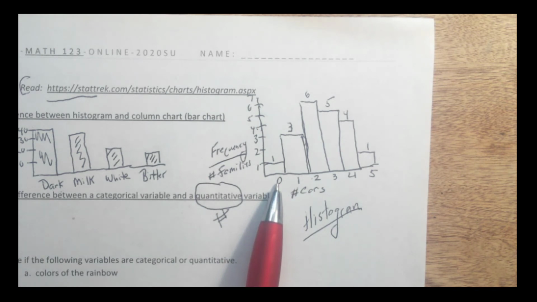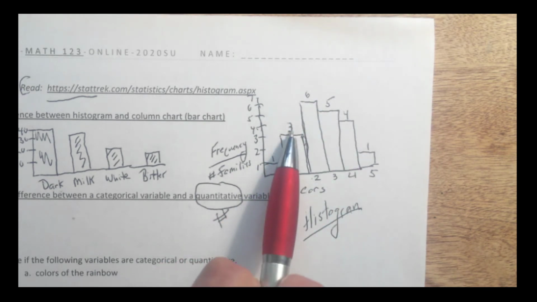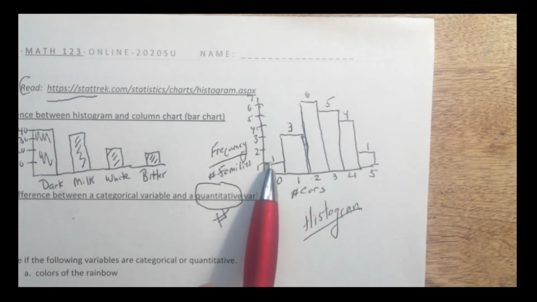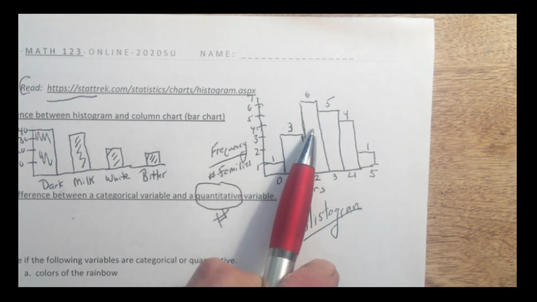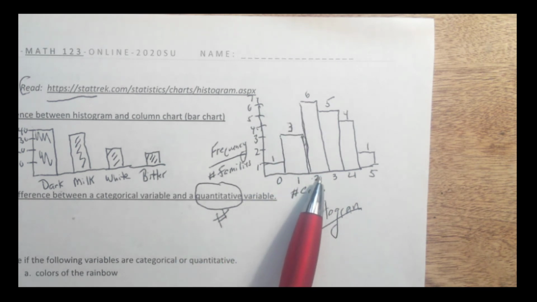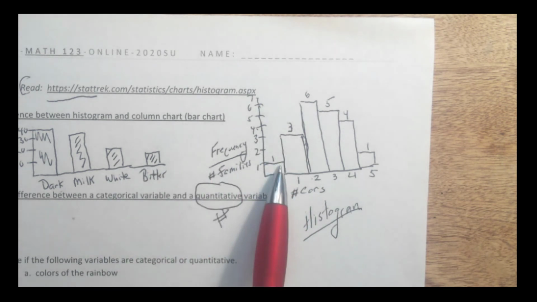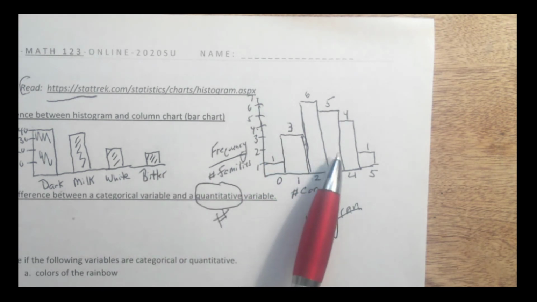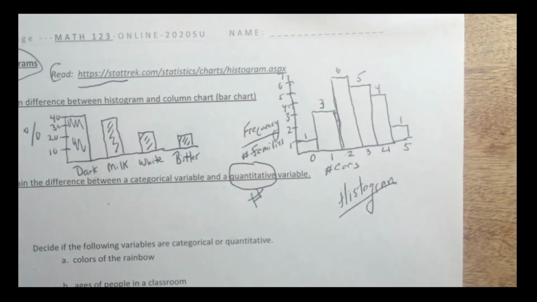So this would say that of the ones surveyed, these are all the ones surveyed, so there was a total, if you add these up, 20 families surveyed. One of those families had 0 cars. 3 of these families had 1 car. 6 of these families had 2 cars, and etc. And now the other difference is that they're slammed together. There's no space between the columns. So that's kind of what the difference is between the two.